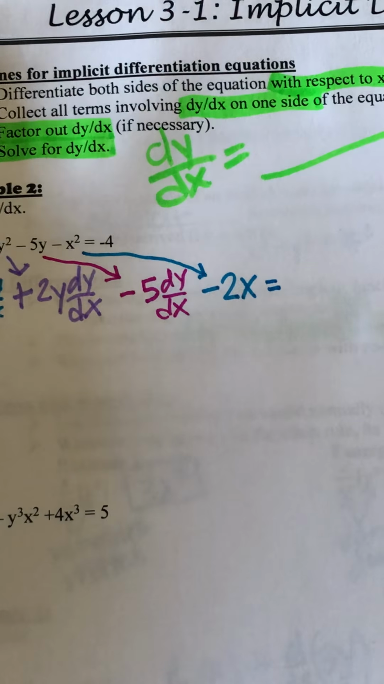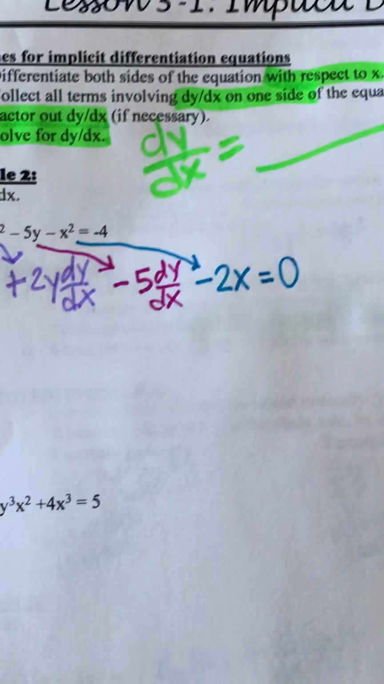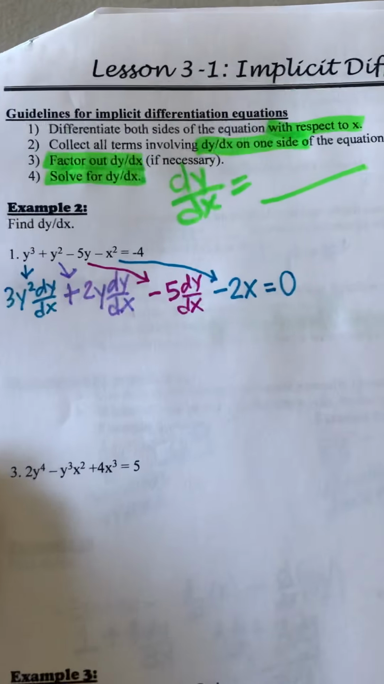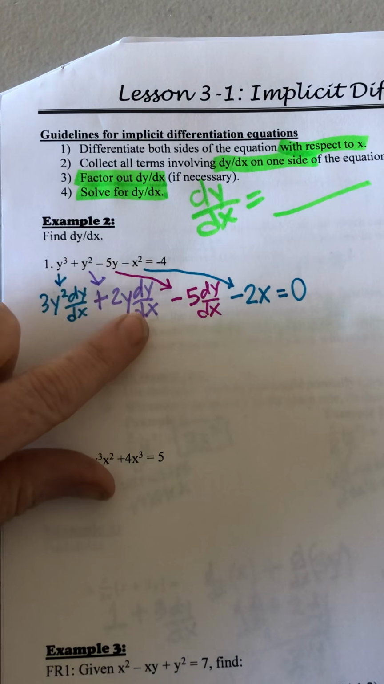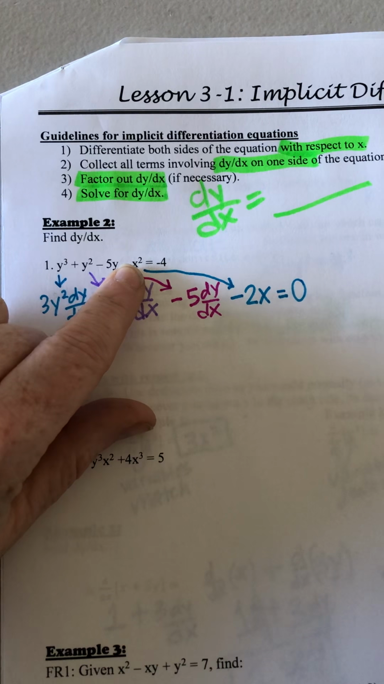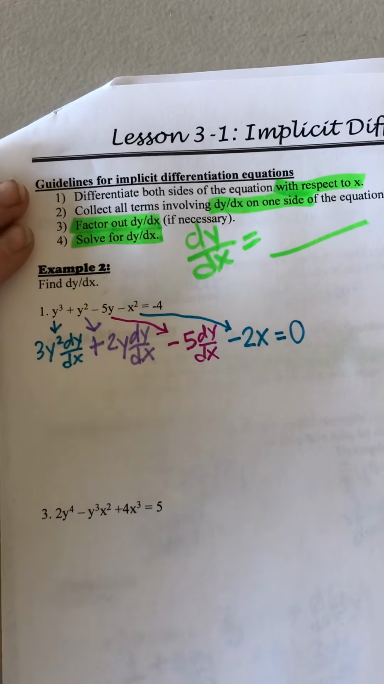Equals, and so the derivative of negative 4 is 0. Derivative of a constant is 0. So I have 3y squared dy/dx plus 2y dy/dx minus 5 dy/dx minus 2x equals 0. That is all step 1.